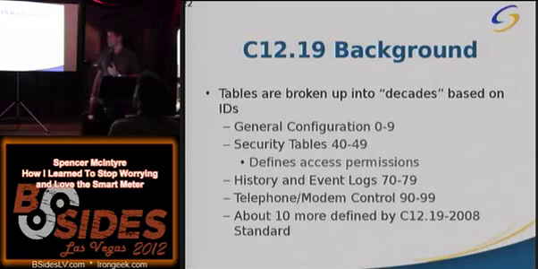There are the history and event logs, which are 70 through 79, and there's the telephone modem control. This can control how different procedures initiate phone calls, and also control what numbers are being used. You can control the backup numbers, so if the first one doesn't pick up, we can move on to the next one. And there's about 10 additional ones that are defined by the C12.19 standard. The additional ones also revolve around how the information is being stored about the electrical usage.